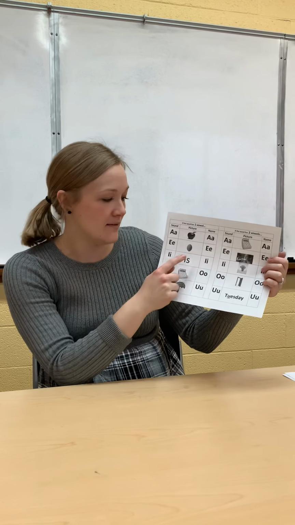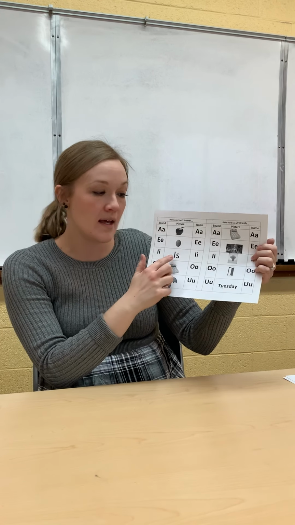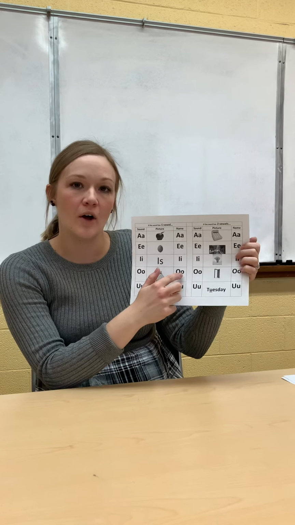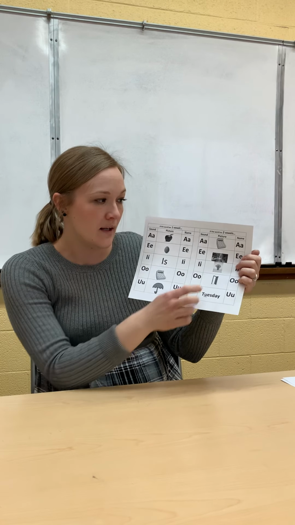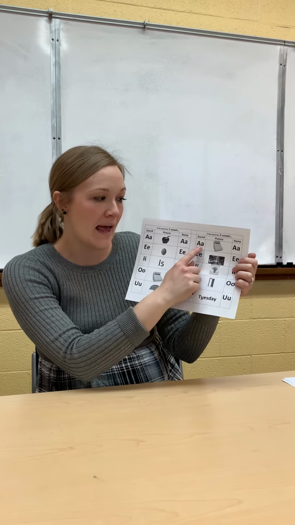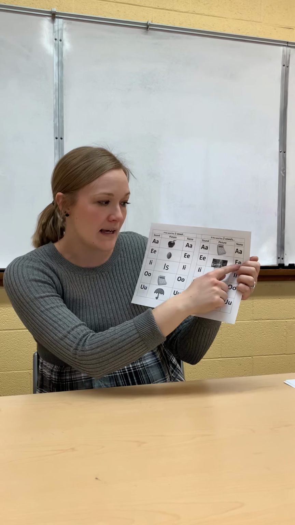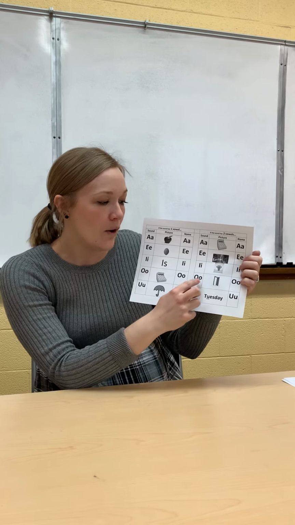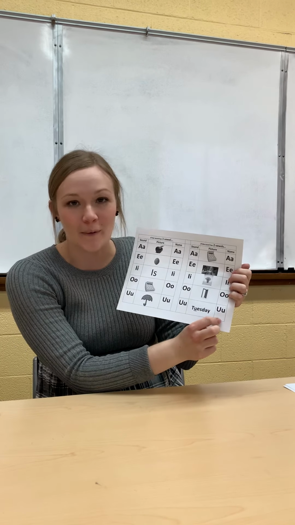Apple, A. Egg, E. It is, I. October, O. Umbrella, U. And then if it has 2 vowels, A, April, A. E, eat, E. I, ice cream, I. O, open, O. Oo, Tuesday, oo.